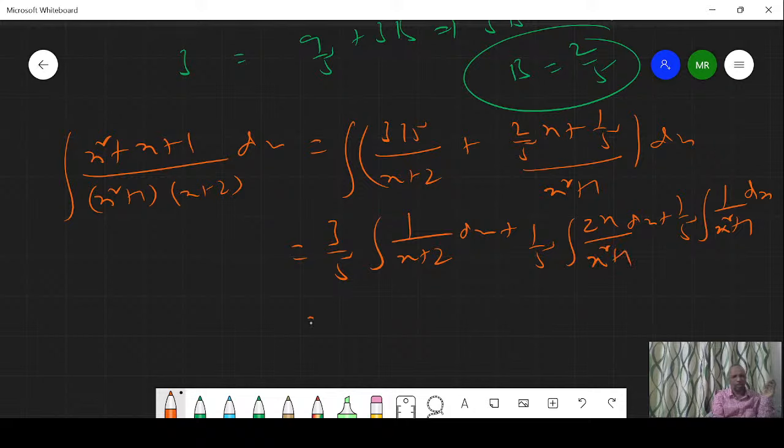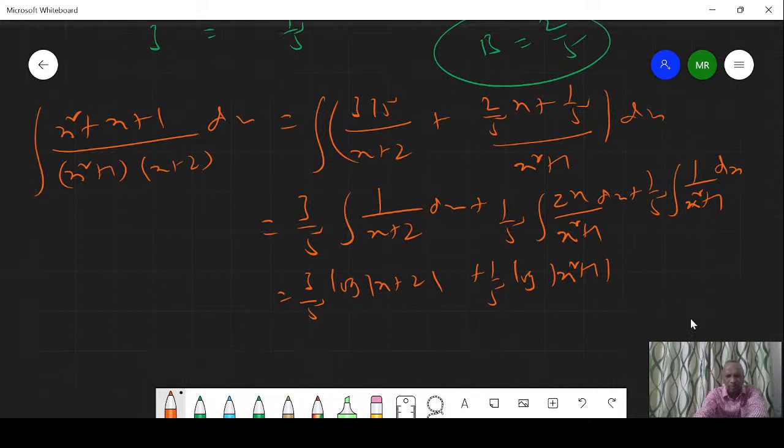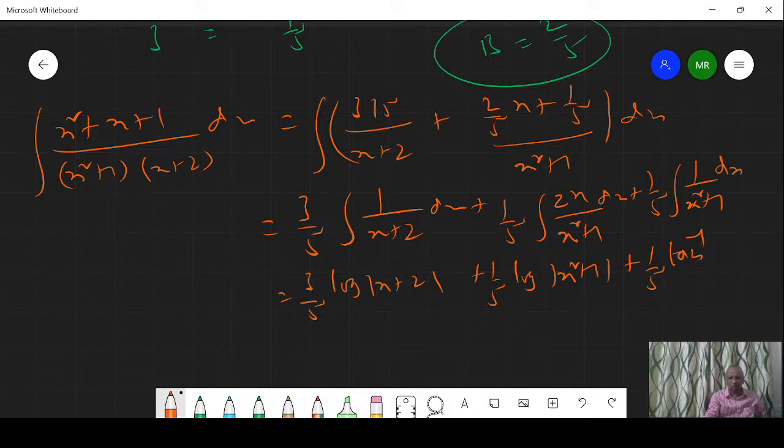Now you can see here, the derivative of x plus 2 is 1. So 3 by 5 log mod x plus 2. Derivative of x square plus 1 is 2x, so 1 by 5 log mod x square plus 1. How? When the derivative of the denominator is the numerator, I can write log mod denominator. The next one is tan inverse of 1 by 1 plus x square, which is tan inverse x. So 1 by 5 tan inverse x plus c. Like this we can solve this problem.